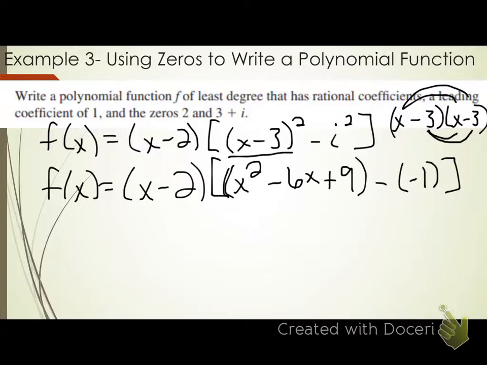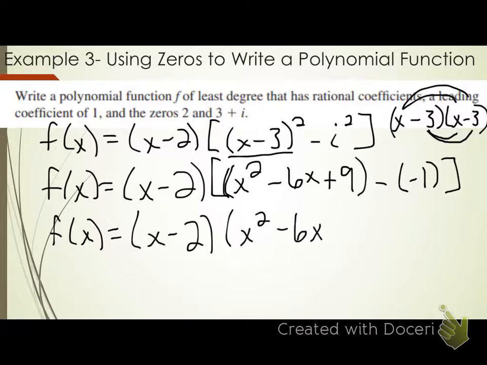So now I have x minus 2 times x squared minus 6x. This minus negative 1 would turn into plus 1. So now I can kind of combine my like terms in here. 9 plus 1 gives me 10. Now I've got one big polynomial. Now I need to go ahead and multiply this binomial times this trinomial.